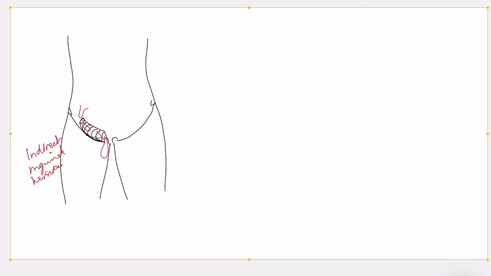On the other side, I'm going to show you what is direct inguinal hernia. So direct inguinal hernia is simply passing directly through the superficial inguinal ring. In this case, the hernial sac passes directly through this superficial inguinal ring. So this hernia is direct inguinal hernia.